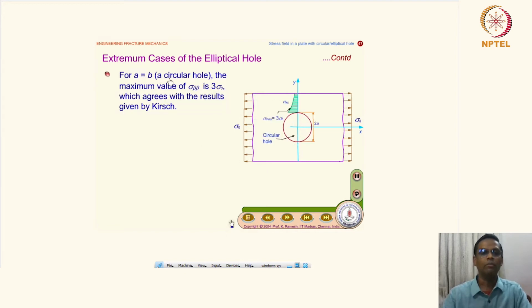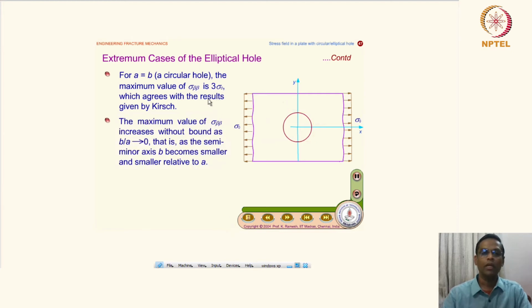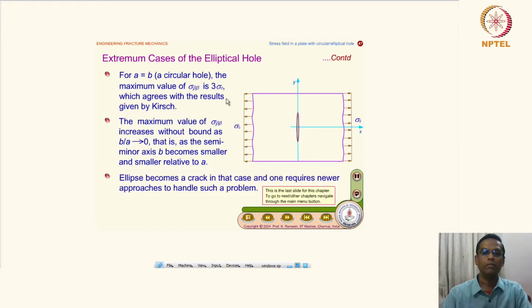For a equal to b, it is circular. The moment a becomes b, it becomes circular. The maximum value of sigma yy becomes 3 times the far field stress, that is 3 times sigma naught, which agrees with the results given by Kirsch. So Kirsch has shown this already, but the moment it becomes an ellipse, it becomes different.